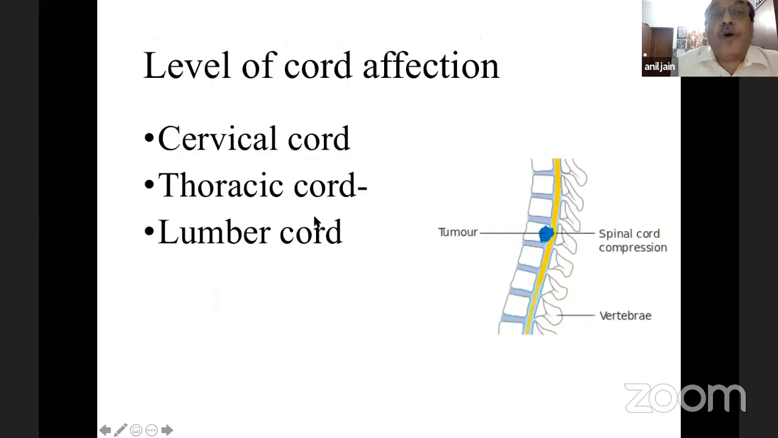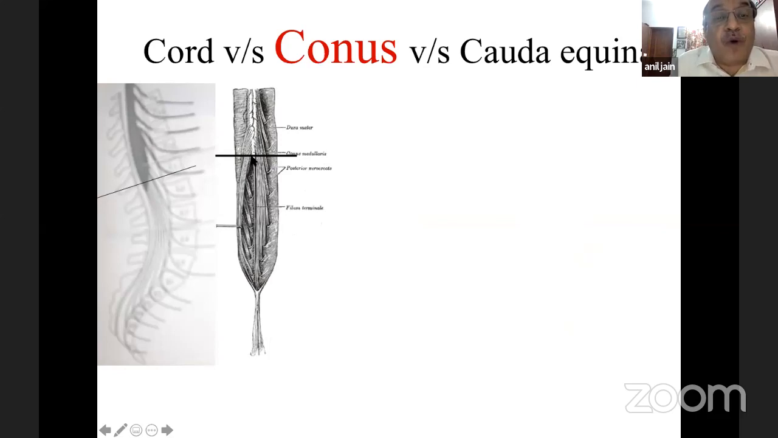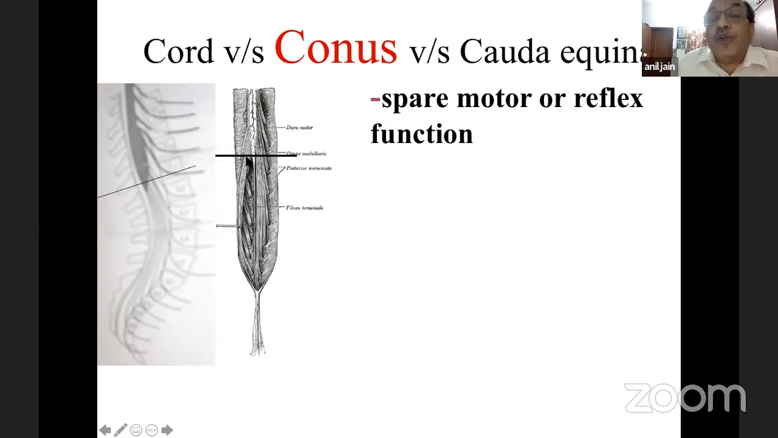Now, from a cord affection, we move a little down. This is the terminal tip of the cord, that is called the conus. Here, if you see it carefully, there is a thin spinal cord and multiple roots coming. These roots are lumbar roots, which will go out here. So it is a collection of a thin spinal cord and multiple roots. So it is a conus lesion. Whenever there is a conus lesion, the cord will be affected, as well as these roots may be affected. Some roots may be affected, some roots may not be affected. So you may get some spare motor or reflex function, because some roots may not be affected.